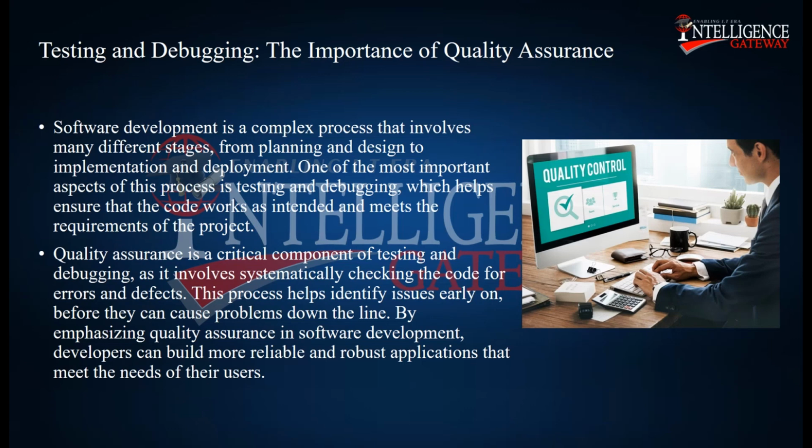Quality assurance is a critical component of testing and debugging, as it involves systematically checking the code for errors and defects. This process helps identify issues early on, before they can cause problems down the line. By emphasizing quality assurance in software development, developers can build more reliable and robust applications that meet the needs of their users.